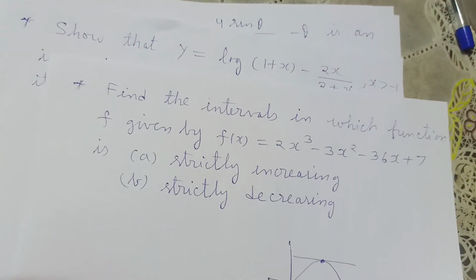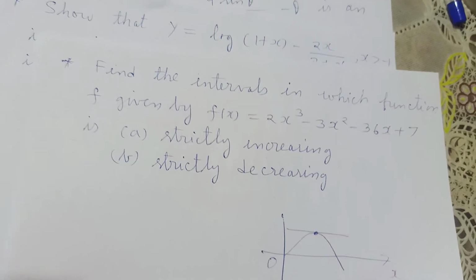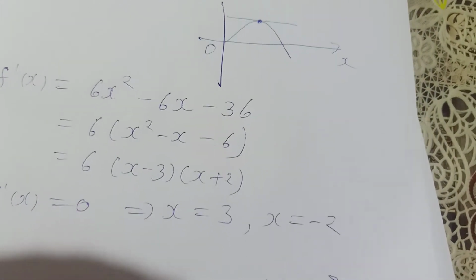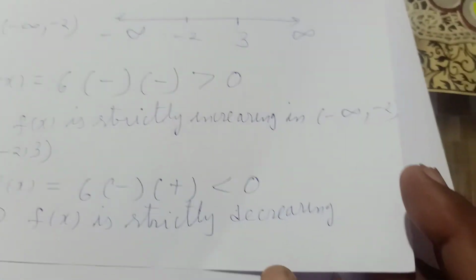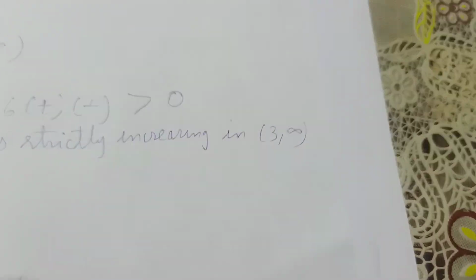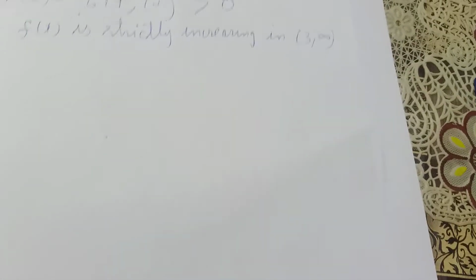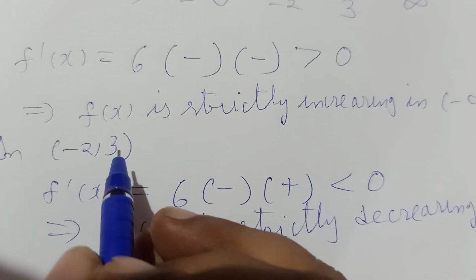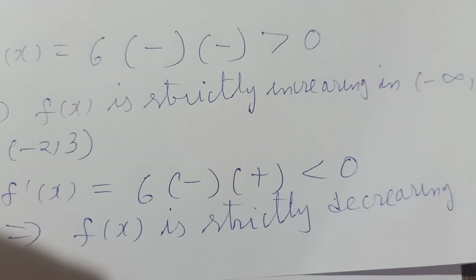Now what was the question? The question was in which interval f of x is strictly increasing and in which interval it is strictly decreasing. So we can observe that f of x is strictly increasing in two intervals: one is minus infinity to minus 2, another one is 3 to infinity, and it is strictly decreasing in the interval minus 2, 3. Okay, this completes the solution.